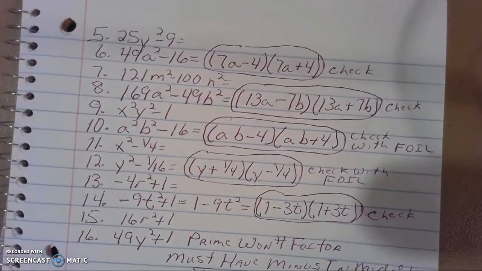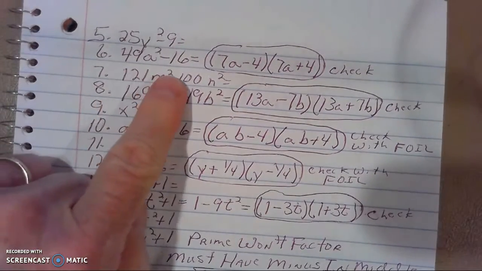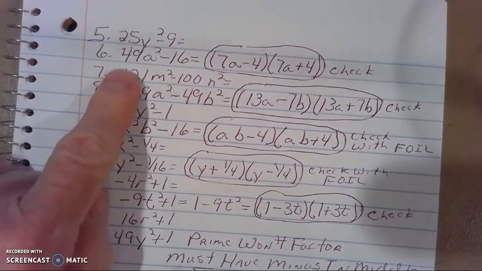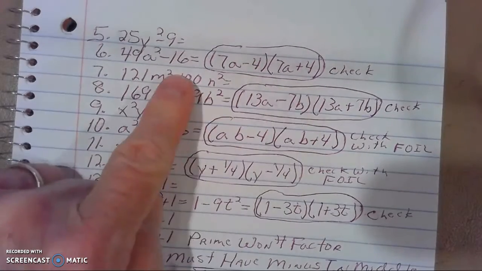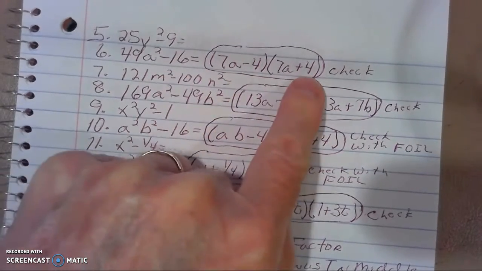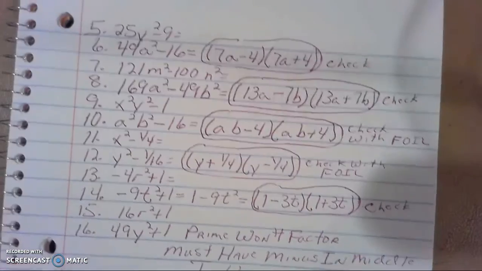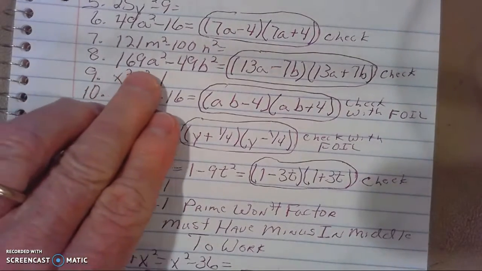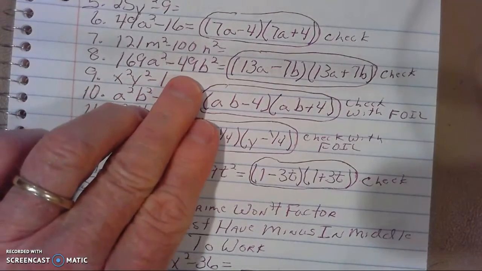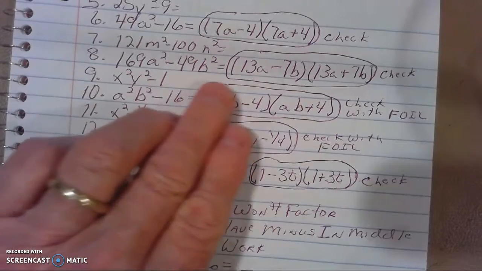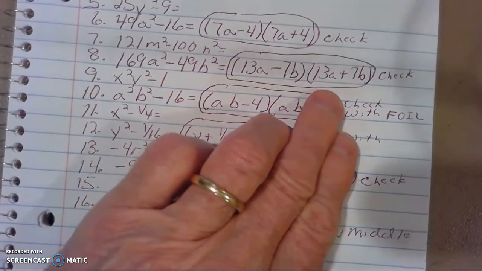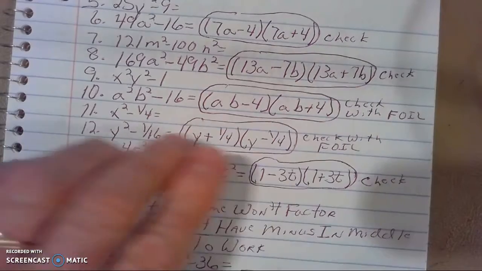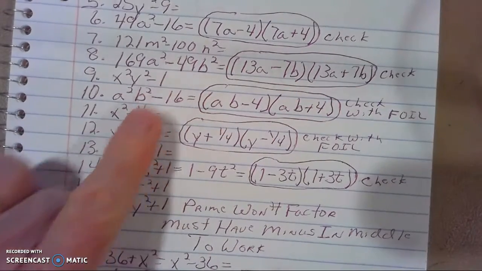Then, number 5 and 6, 49a squared minus 16. Square root of 49a squared is 7a. Square root of 16 is 4. So minus 4, plus 4. Number 8, we have this one, a little bigger number, square root of 169, 13a minus 7b, and 13a plus 7b, as long as there's a minus sign in between.